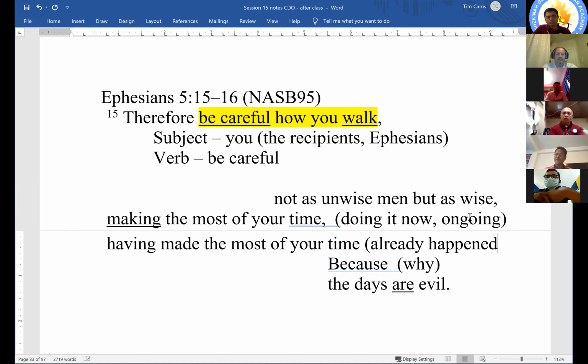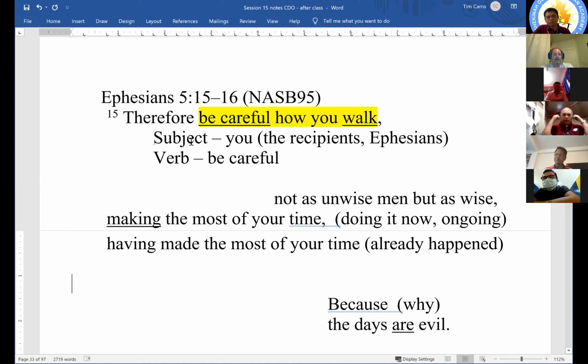So in this case, let's say we had these two: be careful how you walk, making the most of your time. Paul would be saying, if it's present tense, this is how you walk carefully, by making the most of your time, or redeeming your time, as another translation has it. Now, if he had said, be careful how you walk, having made the most of your time, he's changing something. You having already done this, it was an activity you did in the past, but it's not a main activity.